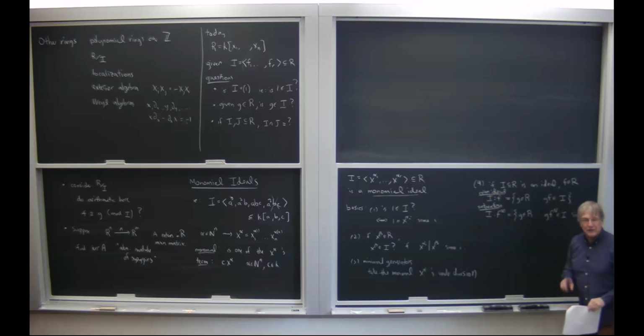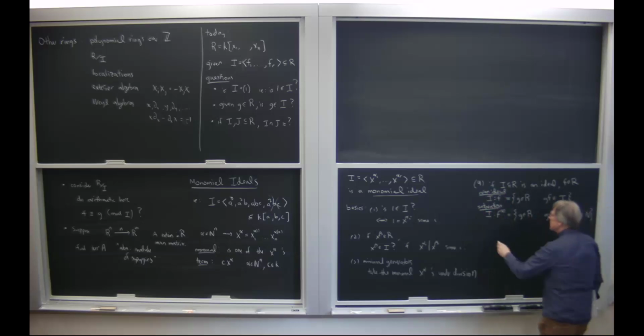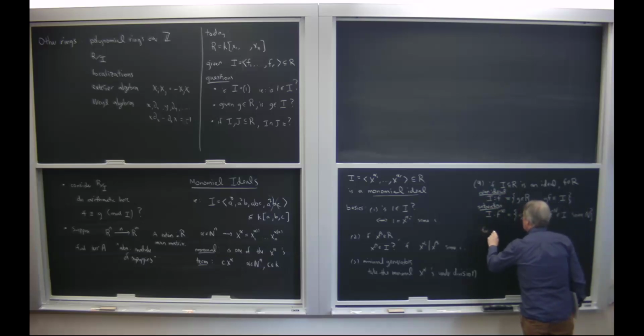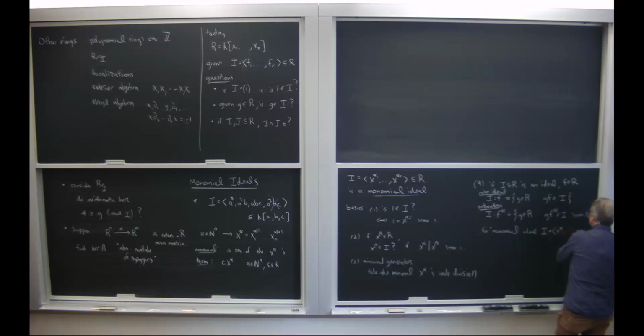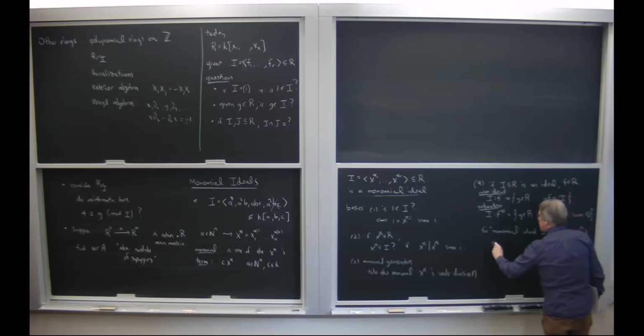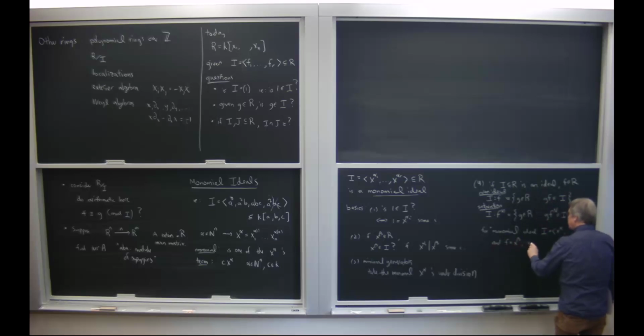So the question is how do you compute that for monomial ideals? So for a monomial ideal I, which is given by x to the alpha 1 to x to the alpha r, and F is equal to a monomial, x to the beta, compute generators for I colon x to the beta, or I colon x to the beta infinity. How do you do that?